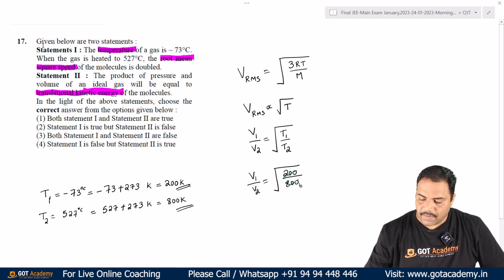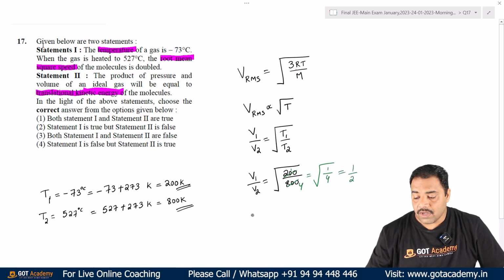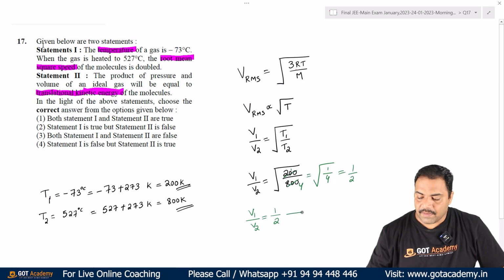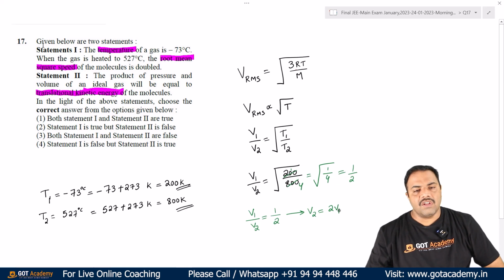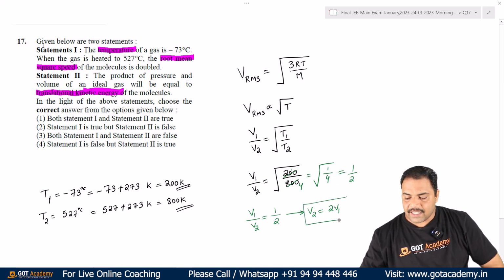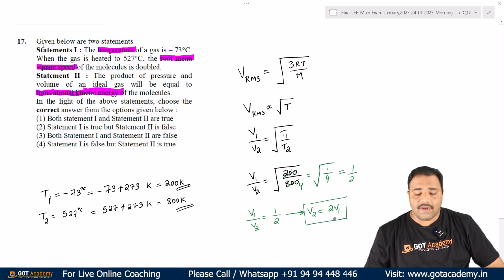So you'll get here root of 1 by 4, which is equal to 1 by 2. So V1 by V2 is equal to 1 by 2. From this, we could write it as V2 is equal to 2 times V1. It means that in the second case, the speed has become double of the initial one.